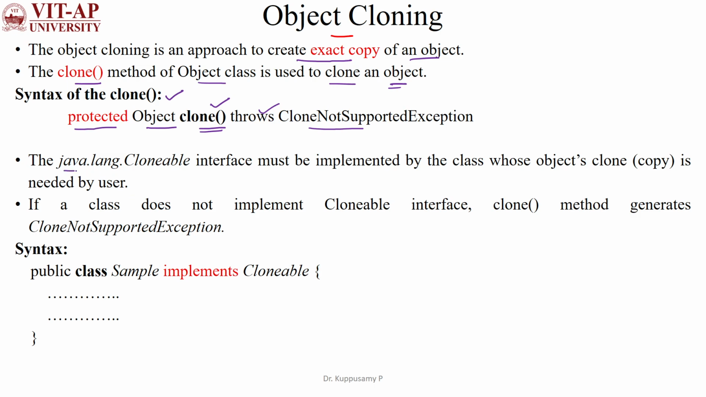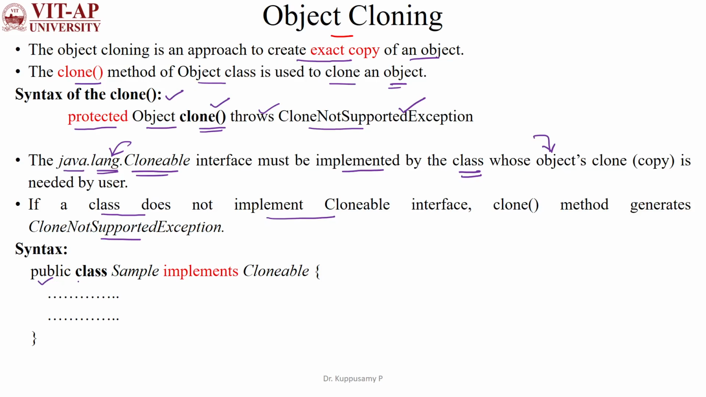Here the java package has the sub package lang. In that we have the Cloneable interface. It should be implemented by the class whose object the user needs to clone. If that class is not implementing the Cloneable interface, then it generates the CloneNotSupportedException. So here you see how we make the syntax.